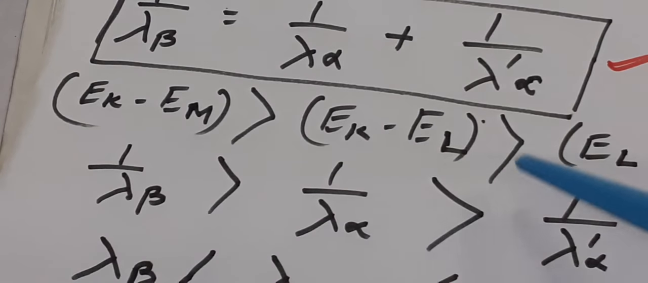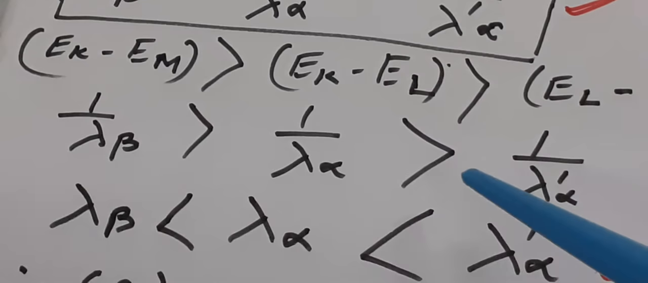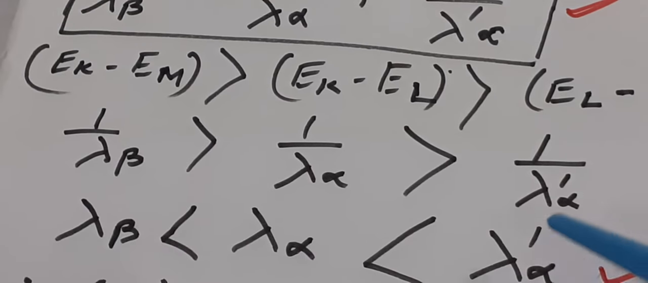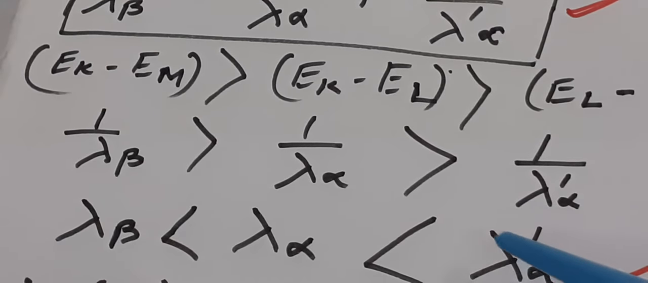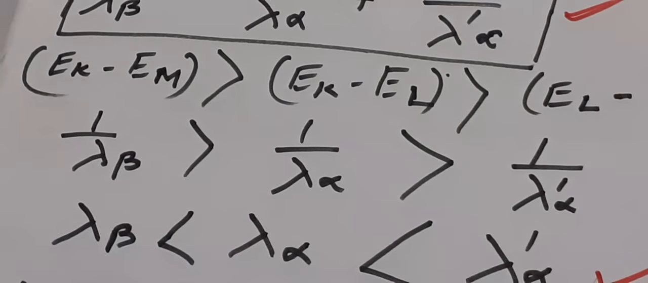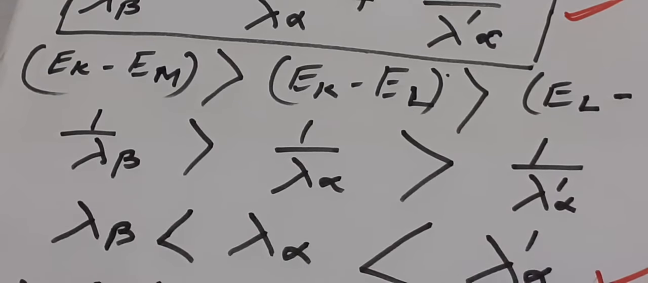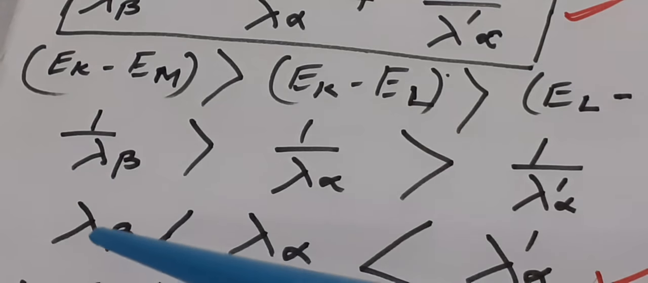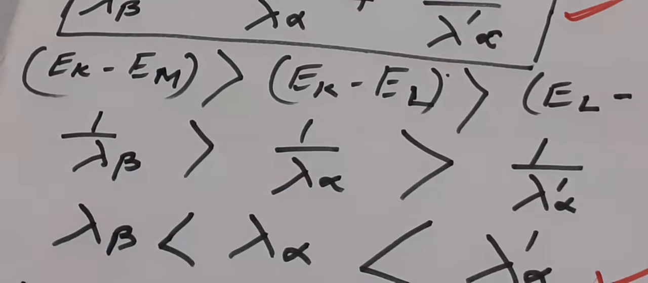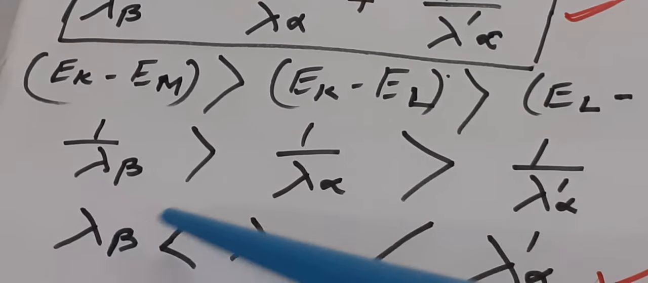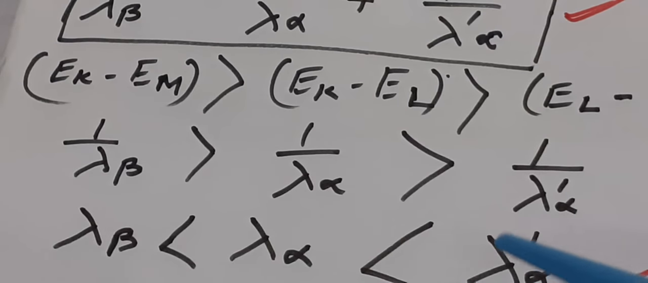Now, as it is reciprocal, lambda dash alpha, the wavelength of these characteristics, will be greater than lambda alpha, and this one will be greater than lambda beta. I mean, wavelength will be maximum for lower energy, and for the beta characteristic it will contain the smallest wavelength. Smallest wavelength means higher energy, that is the point. Here the energy will be comparatively less, and here the energy difference will be least.